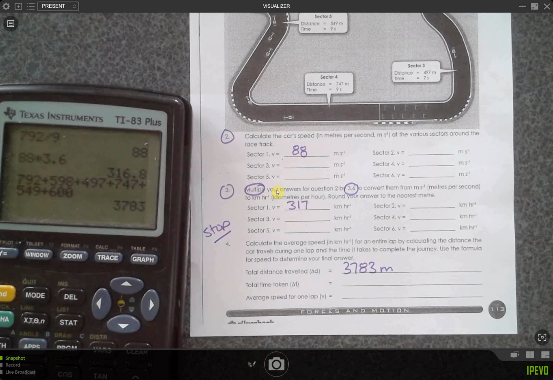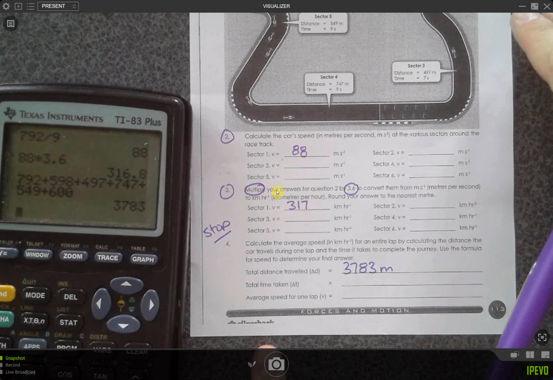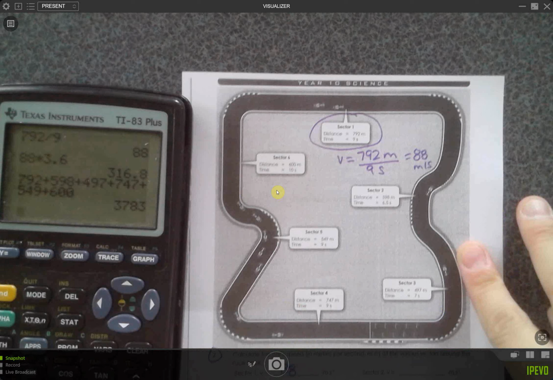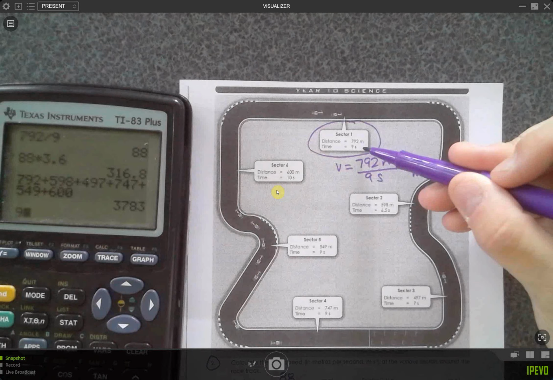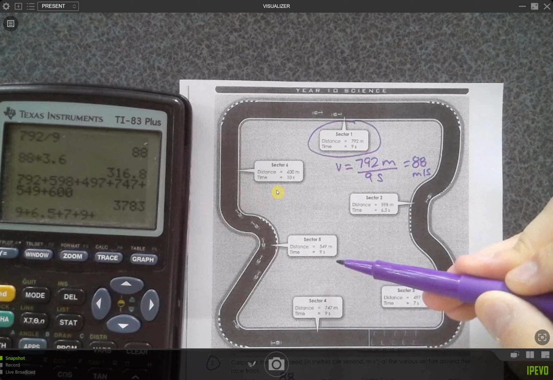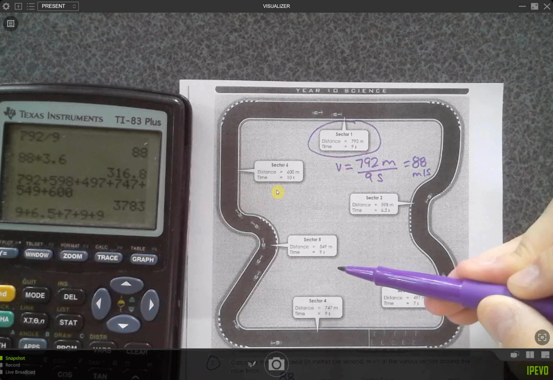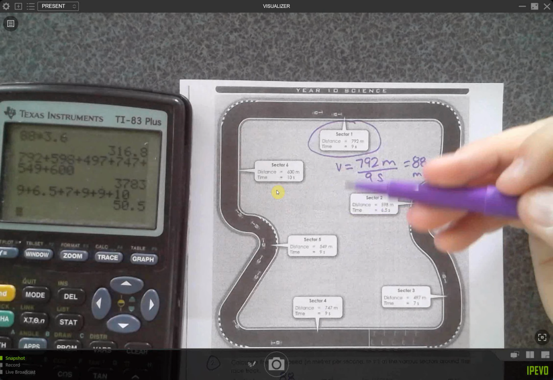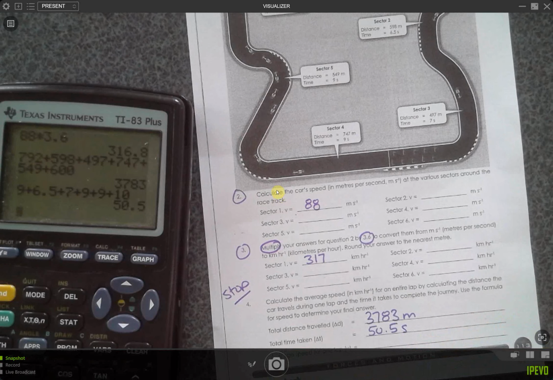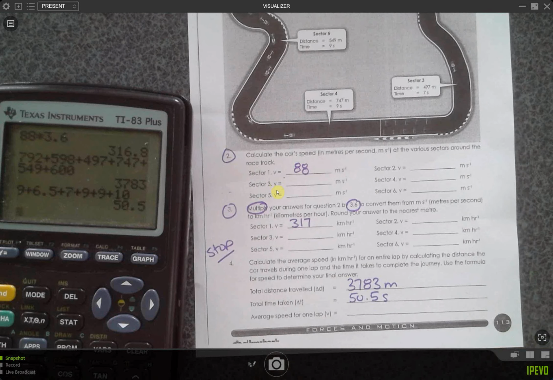All right, the next thing I need to do is figure out my total time. So to figure out my total time, I'm adding it together again. I have 9 seconds. I have 6.5. I have 7. I have 9. I have 9 again, and I have 10. Total is 50.5 seconds.